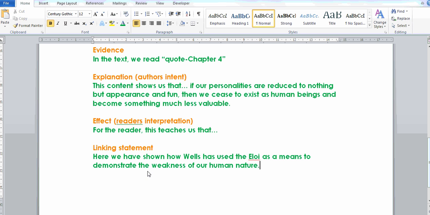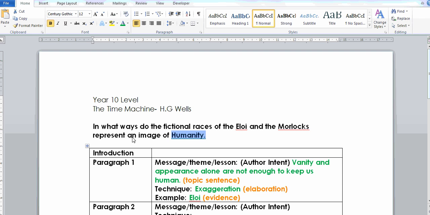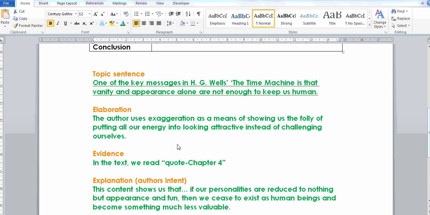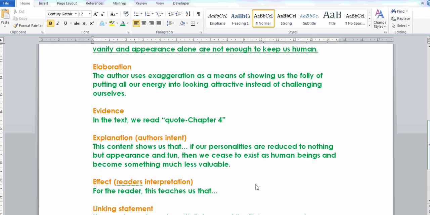What I've really tried to do is sum up everything in just a sentence, and I've used some really key words. I've made sure I mentioned the Eloi, I've mentioned H.G. Wells, and I've mentioned human nature, which is really similar to saying humanity, because I want it to have a relationship with that topic. But essentially, this is what your first paragraph should look like.